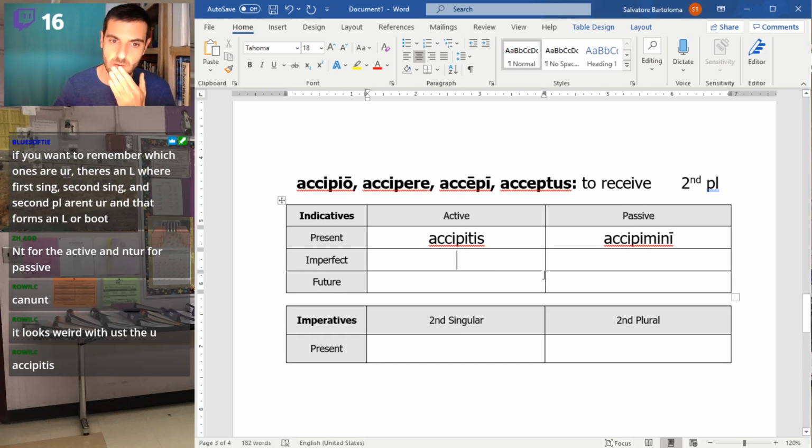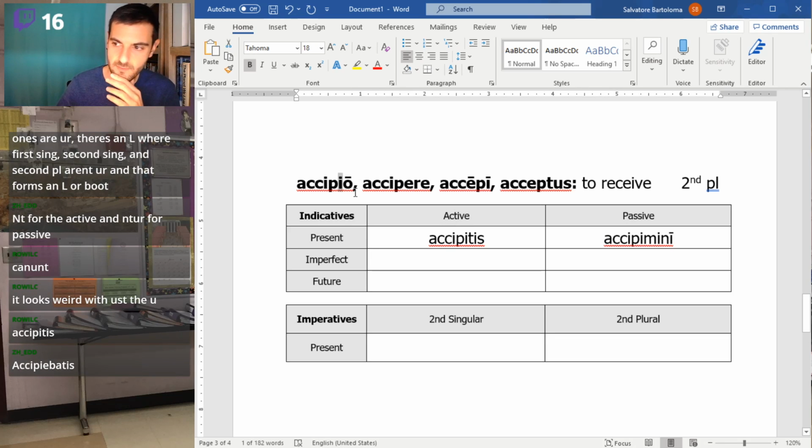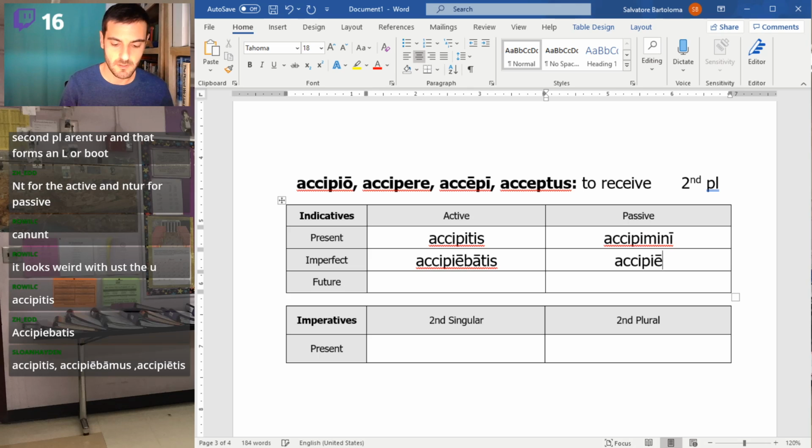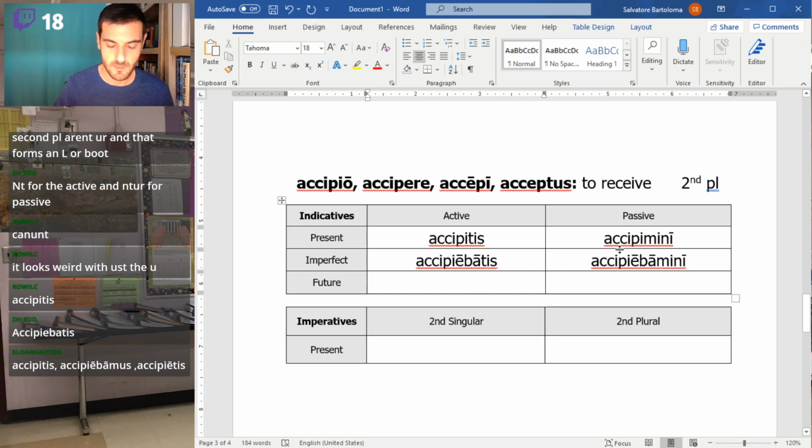Imperfect, we have this E, but we're also going to have this I, right? And it takes a little getting used to seeing the I and the E, but they do hang out quite a bit, right? Accipiebatis and accipiebamini. And then for future, accipietis and accipiemini.